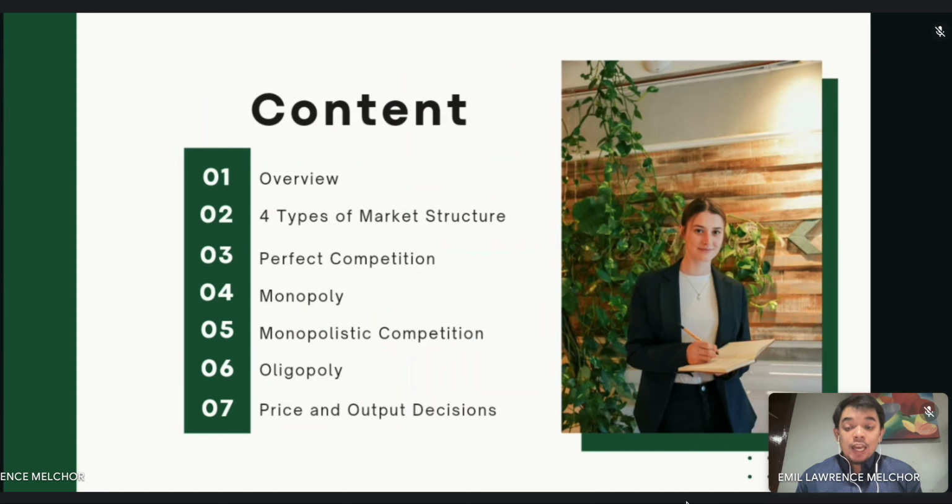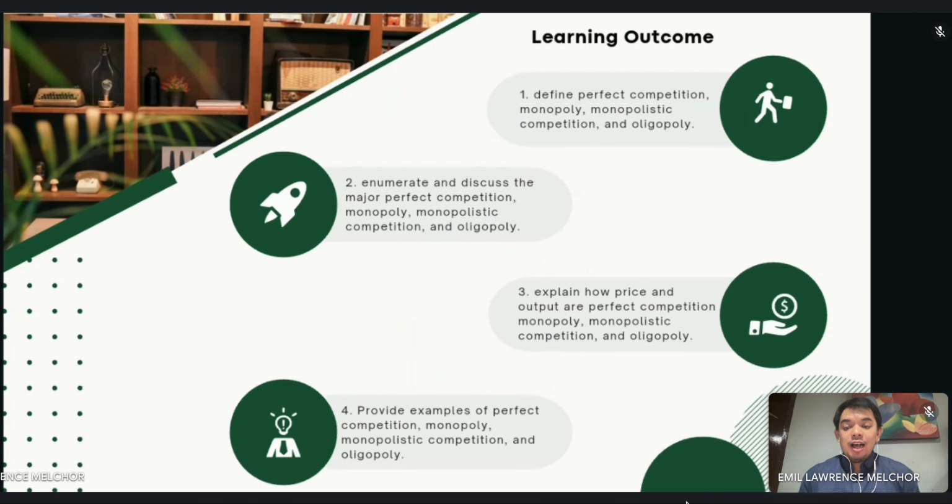In view of this, herewith are the contents. At the end of this discussion, the learners must be able to define market structure and its categories, enumerate and discuss the major characteristics, provide examples, and explain how price and output decisions are determined in perfect competition, monopoly, monopolistic competition, and oligopoly.